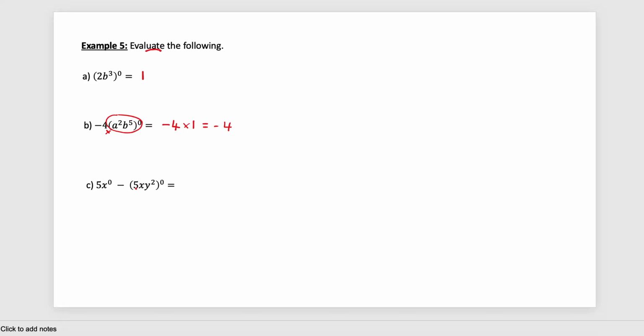And then with the last example here, we've got 5x to the power of 0 minus all of this in brackets to the power of 0. So remember, the 5 is not impacted by the power of 0, but the x is. So x to the power of 0 is 1. And don't forget that there is a times between 5 and x to the power of 0. So we've got 5 times 1 minus all of this is going to end up being 1. So 5 times 1 is 5. 5 minus 1 is equal to 4. And that's your answer.